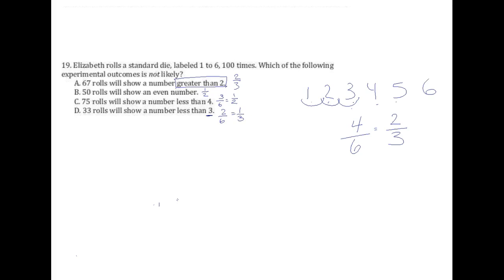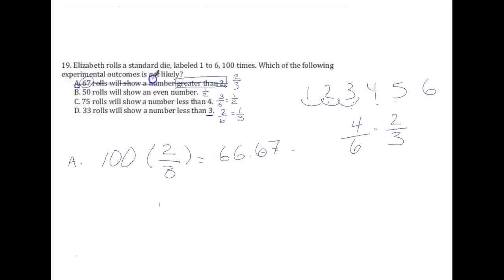So if we roll 100 times, let's try A and see if we're going to get a number close to 67. We're multiplying the 100 rolls times the probability we calculated, 2/3. So it's equal to 66 point something, it goes forever. So 66.67, close. So really, A could happen because it's very close to 67. So A is not an option.